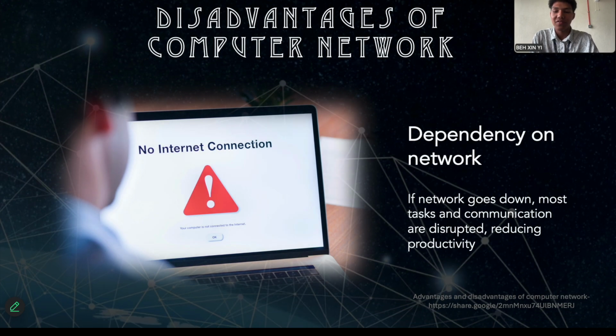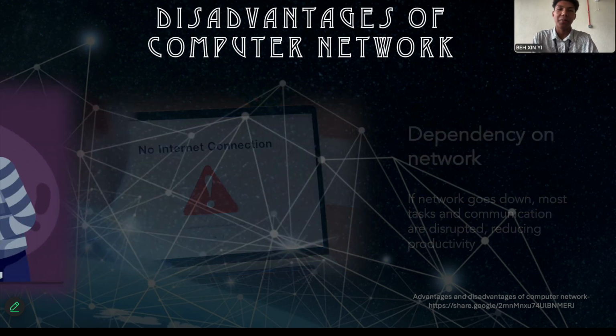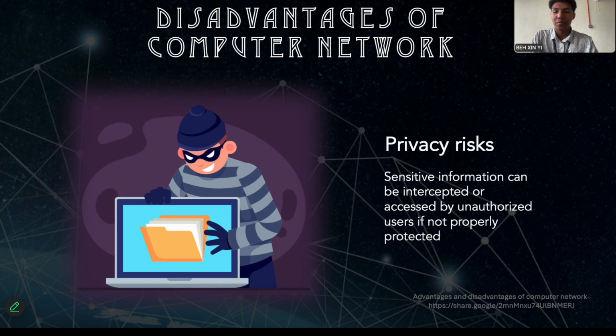For disadvantages of computer network, first, dependency on the network. Many tasks today rely on the network. If the network goes down, communication stops and most work is disrupted, which reduces productivity. For privacy risk, sensitive information shared over a network can be intercepted or accessed by an unauthorized user.